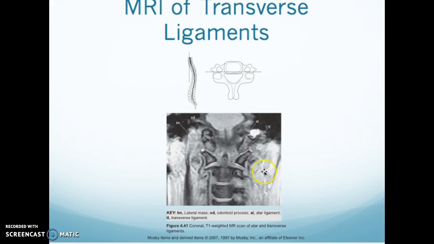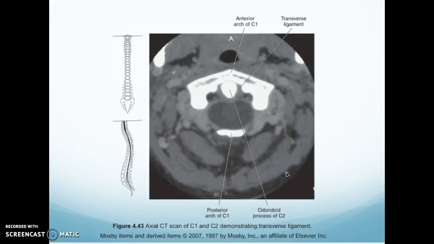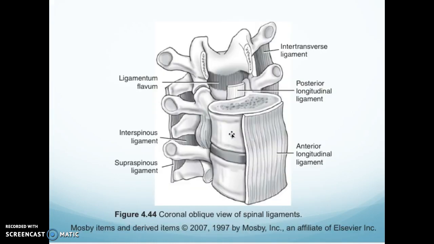So looking here, this is an MRI. It's a special sequence that we run. So this is coronal, so you can see your lateral mass with your odontoid. So this is C2, C3, and you see your vertebral artery coming down. Here is your anterior arch of C1, your dens on your C2, and this is your posterior arch of C1.